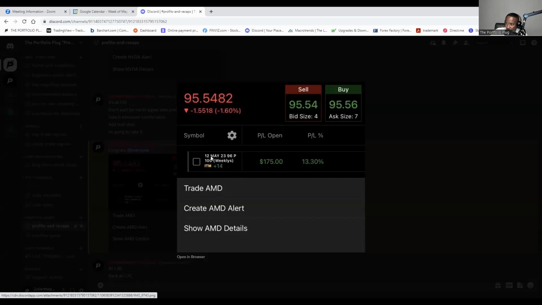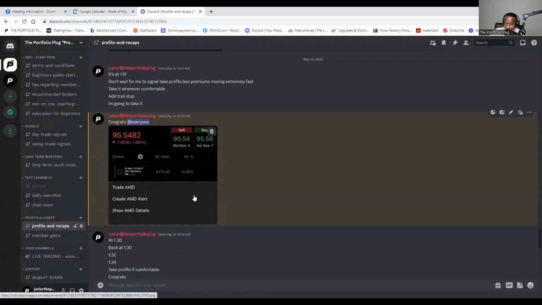Right here, also, it was in the money. The ITM means in the money. Remember, for puts, if the stock price is lower than the strike price, you'd be considered in the money. And for calls, if the stock price is higher than the strike price, then you're in the money.